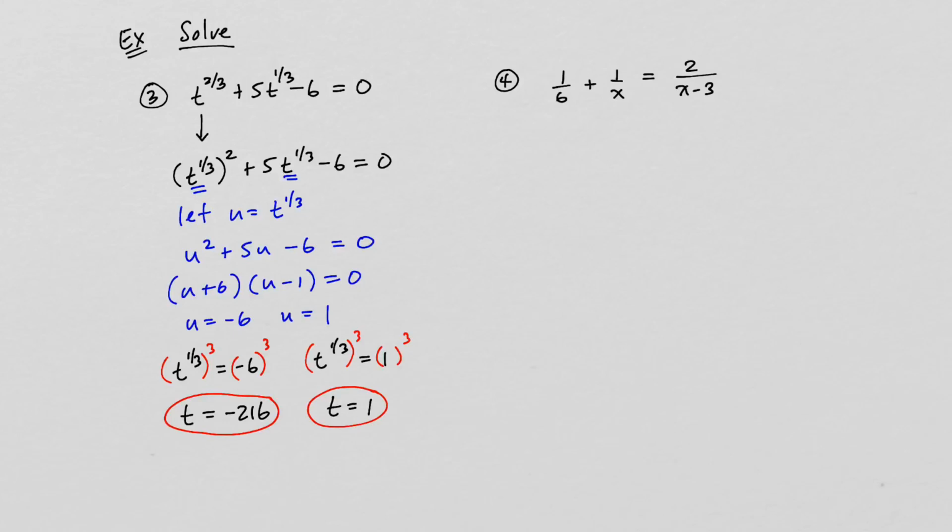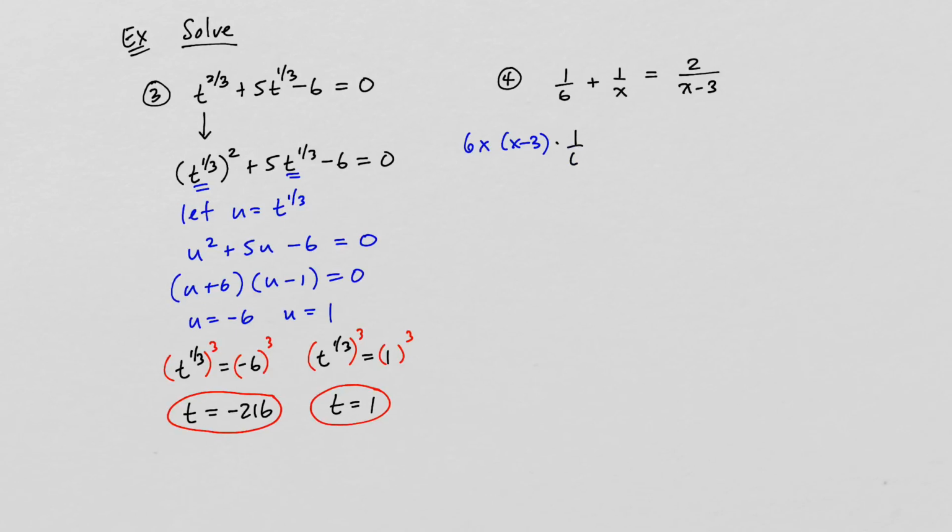Now our next problem is a little bit of a throwback problem. We have a rational equation. And do you remember how to solve a rational equation? What we should do here is identify the least common denominator, which is 6x times x minus 3. And then we're going to multiply that least common denominator to each term.